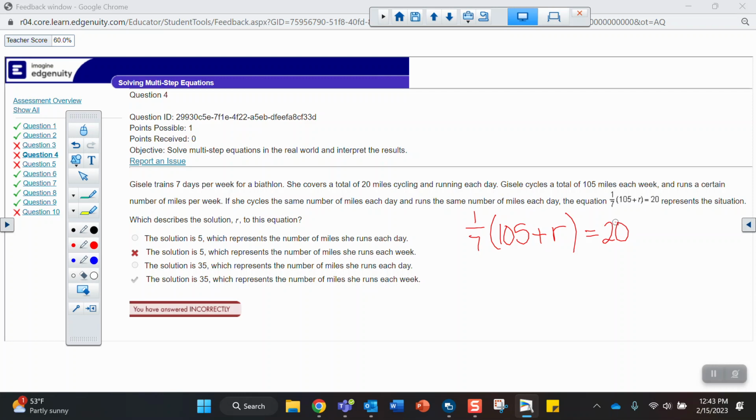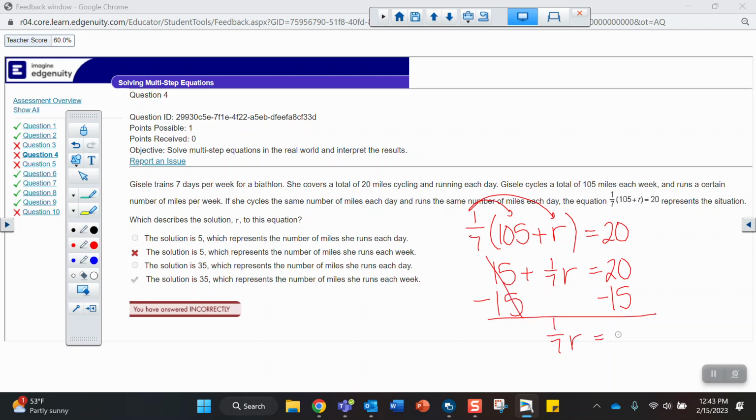There's a couple of methods here. Anytime you have a fraction out in front like that, you could distribute it through the parentheses. You can actually multiply by 7 to get rid of it. Most of us teach our kids to go ahead and distribute that through. So I'm going to have to do 105 divided by 7 and hope that comes out even. Oh, good, it does. That's 15 plus 1/7 R equals 20. And we're going to subtract 15 from both sides.